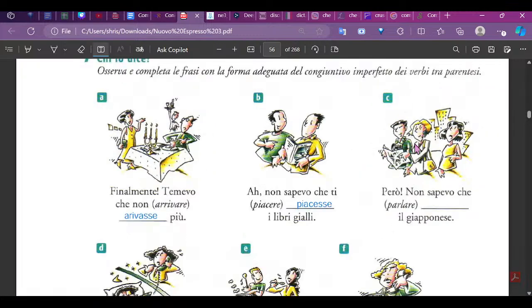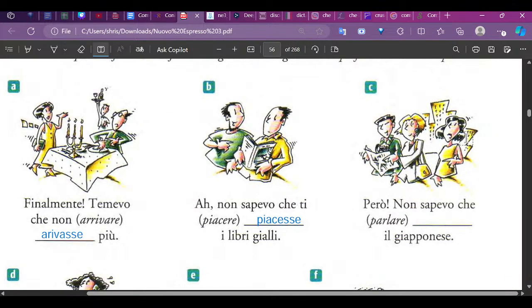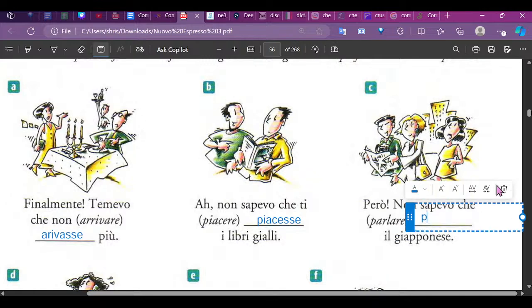Wait, who? Is she talking to two people or just the one person? I don't know. Well, let's try it for both forms. So you have the basic parlasse. Maybe if she's talking to those two people, then it'd be loro.